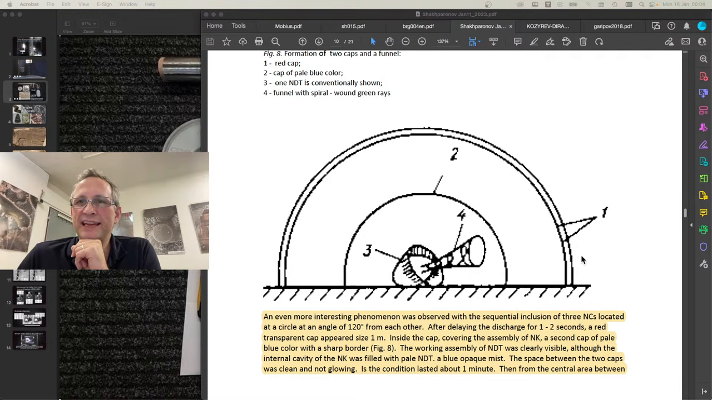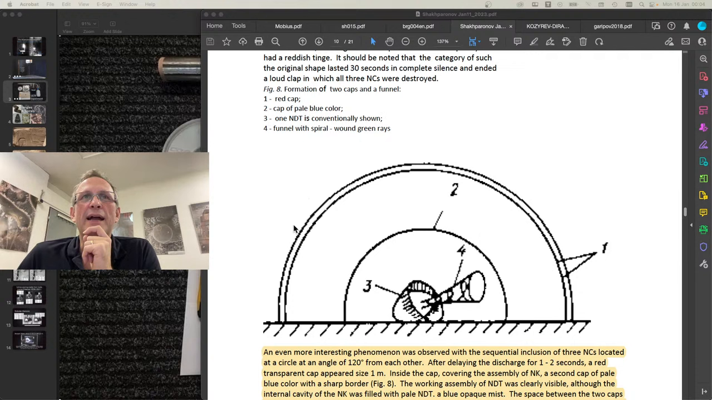So this here is our 1 meter cap. So diameter 1 meter, okay? And it has a boundary here, double there, okay? Red trace about 1 meter inside the cap. And then there was this second one here, which is a red cap, two, cap of pale blue color, this one here inside. And then three, one Mobius strip is conventionally shown. So there's three of these, but they're focusing on one.